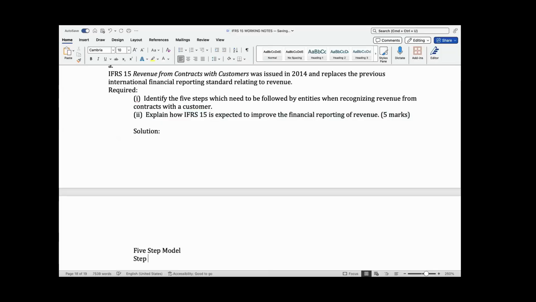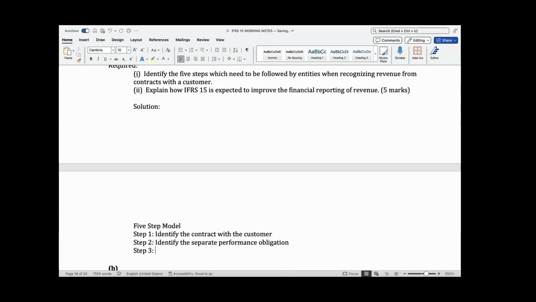Okay, let's go. Step 1: you identify the contract with the customer. Step 2: identify the separate performance obligations. Step 3: determine the transaction price. Step 4: allocate the transaction price to the separate performance obligations.